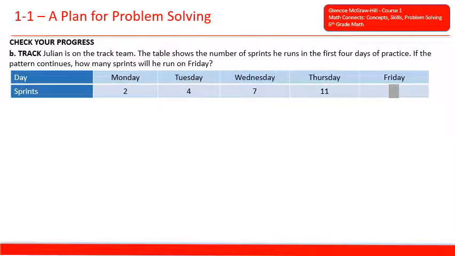Check your progress. B, track. Julian is on the track team. The table shows the number of sprints he runs in the first 4 days of practice. If the pattern continues, how many sprints will he run on Friday?